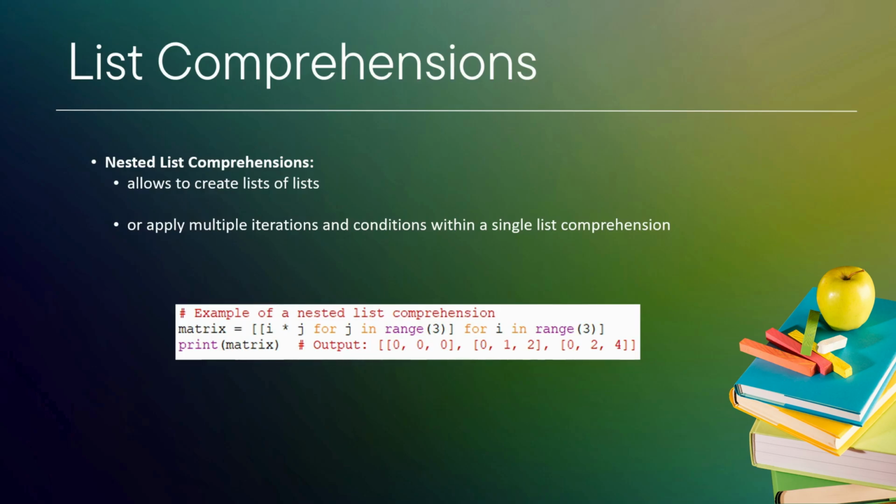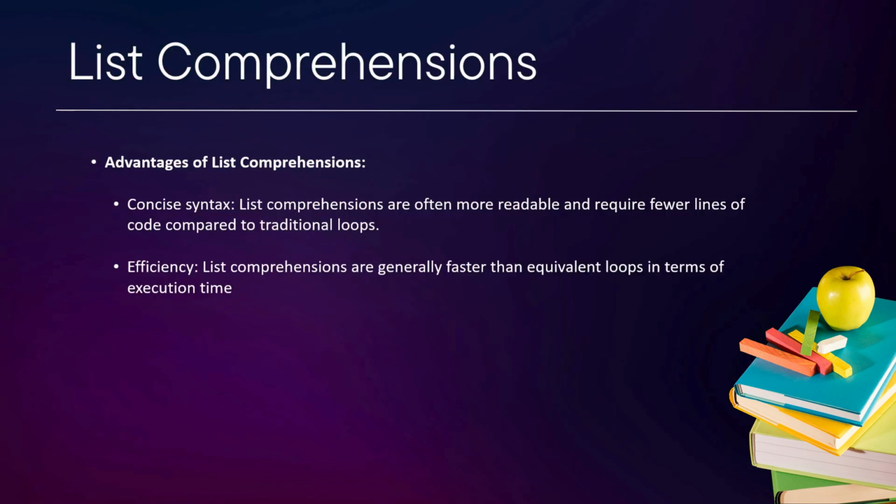For example, for this one, we are creating values 0, 0, 0, 0, 1, 2, 0, 2, 4 in a list that is i multiplied by j. So it is kind of a 3 by 3 matrix, values from 0 to 3, and we're creating the output with the multiplication of two numbers between 0 and 3. And if we go down, we will have a look at the advantages of list comprehensions. So why is it that we want to use list comprehension even though it seems complicated?